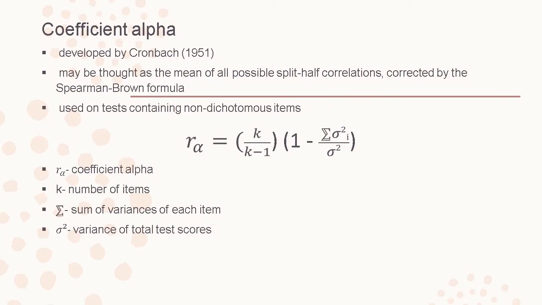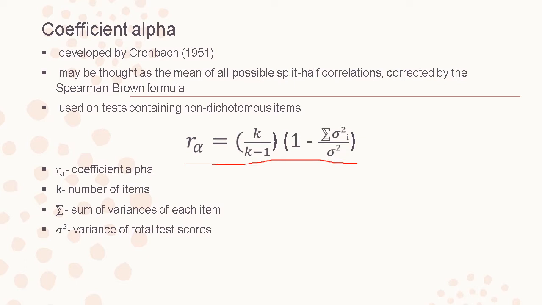Numerous modifications of KR formulas have been proposed. One variant that has received the most acceptance is coefficient alpha. Coefficient alpha was developed by Cronbach in 1951. Coefficient alpha may be thought of as the mean of all possible split-half correlations corrected by the Spearman-Brown formula. This is used on tests containing non-dichotomous items. So this is the formula for the coefficient alpha.